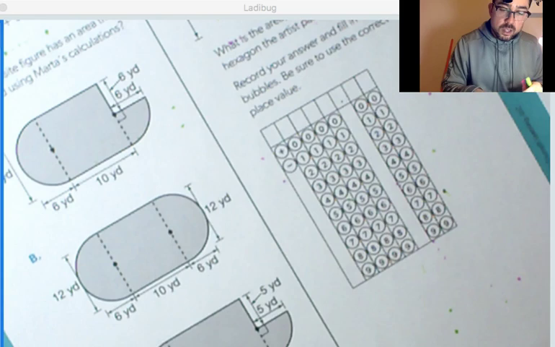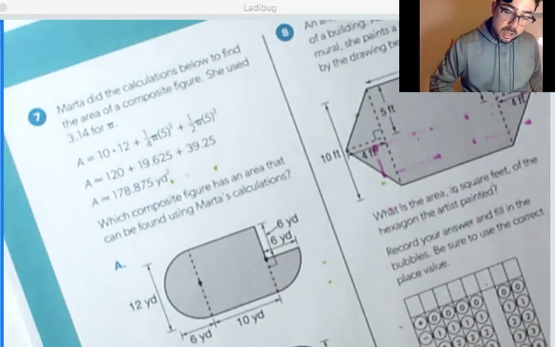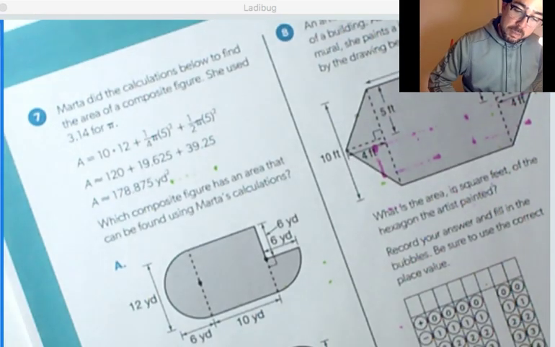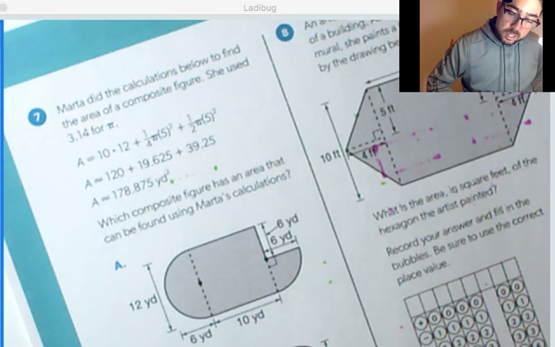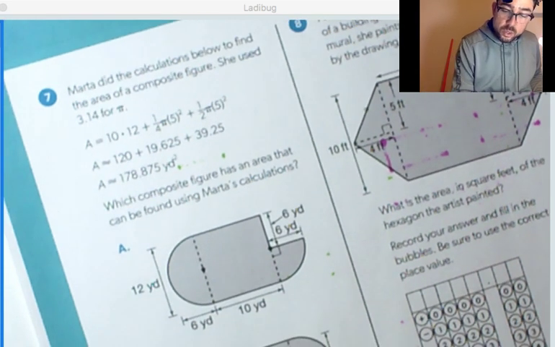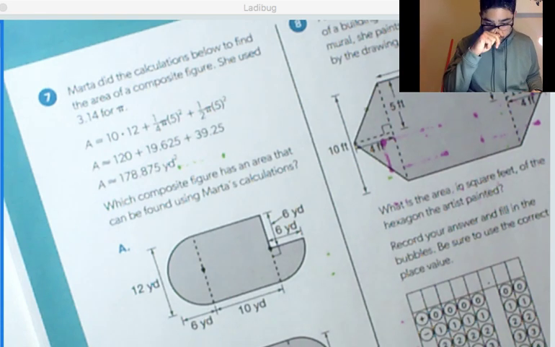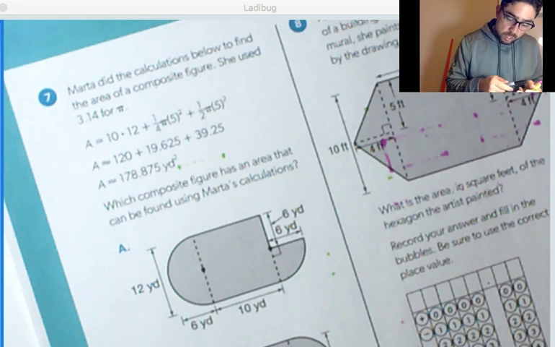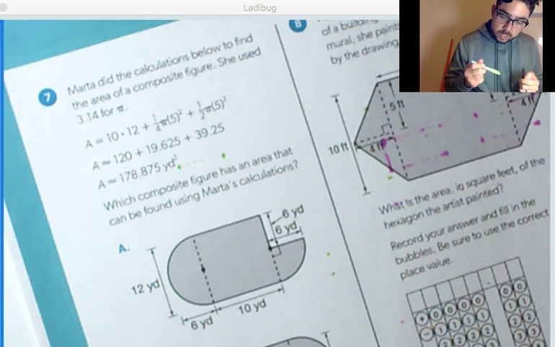All right, here comes the circles. Marta did the calculations below to find the area of a composite figure. She used 3.14 for pi. And then it shows the work that she did. And it wants to know which composite figure has an area that can be found using Marta's calculation. So let's see what she did.